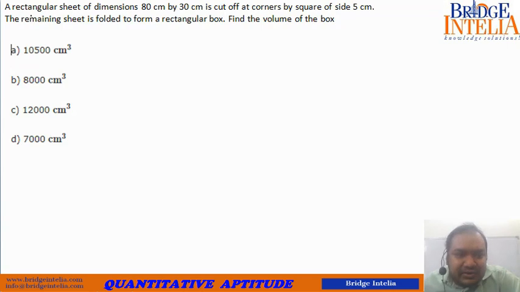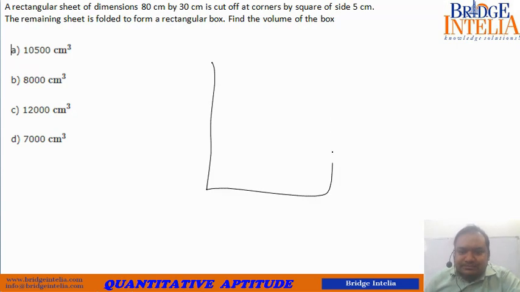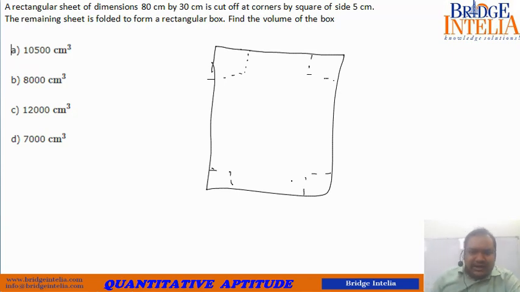A rectangular sheet of dimensions 80 centimeter by 30 centimeter is cut off at corners by square of side 5 centimeter. The remaining sheet is folded to form a rectangular box. Find the volume of the box. So a sheet of paper, the corners are cut. Or better still, I'll draw the diagram. So let's draw the diagram.